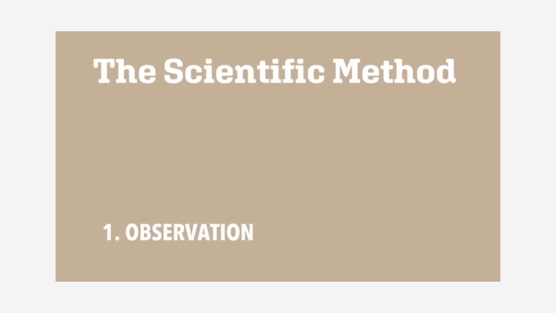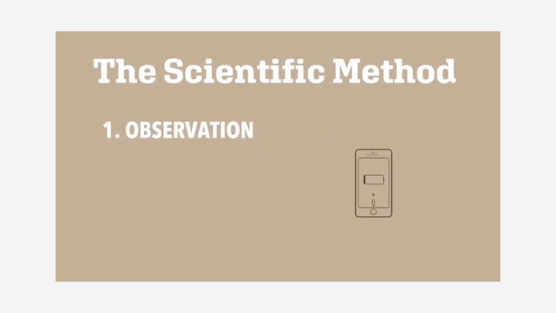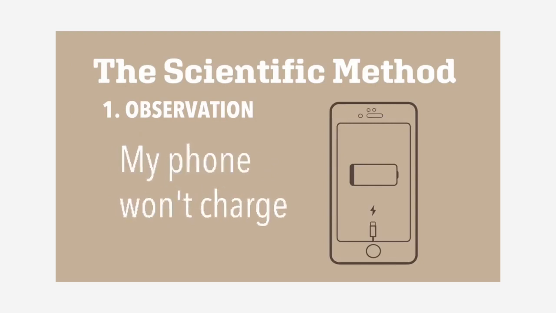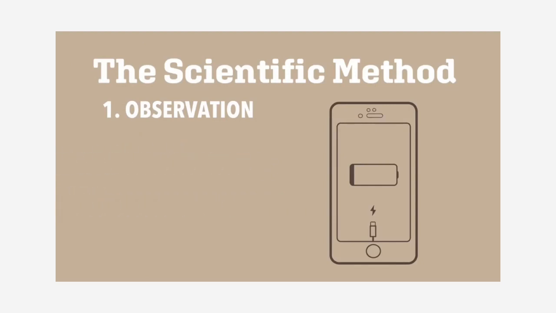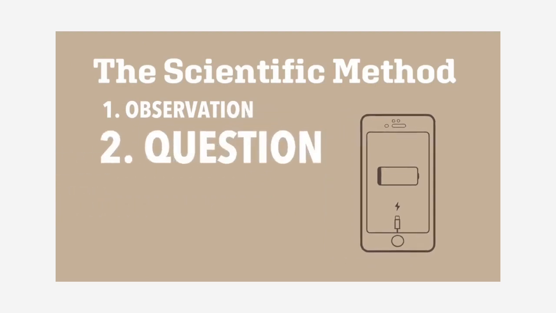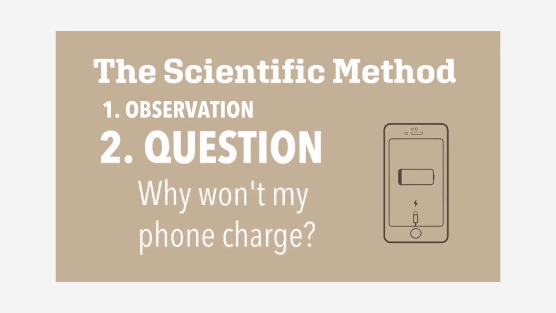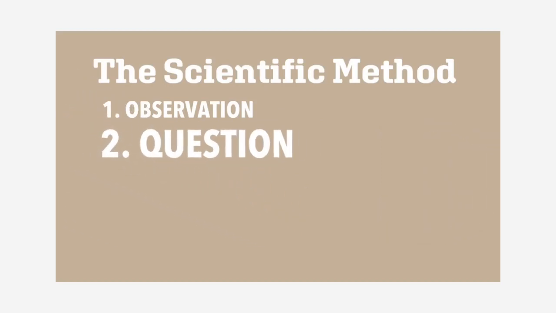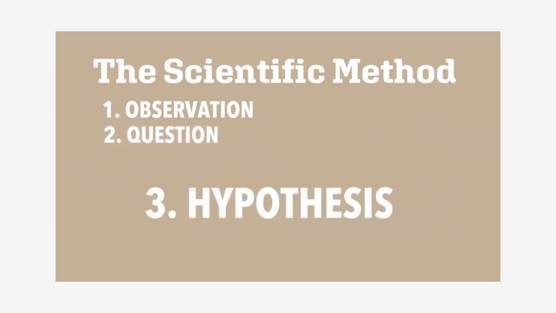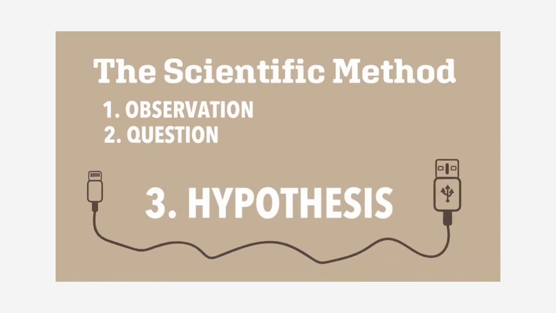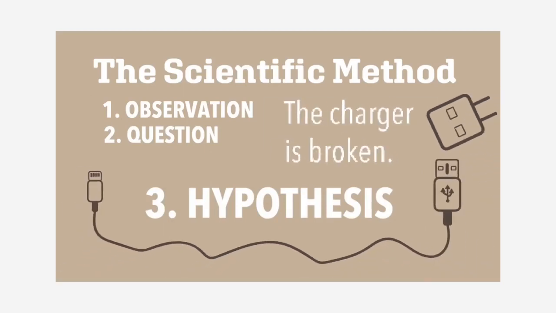The scientific method starts with an observation, like, "My phone won't charge." Then you develop a question from that observation. What could be the cause of my phone not charging? The question you pose should then lead to a prediction, also known as a hypothesis. A hypothesis for this situation could be, the charging cord must be broken or faulty.